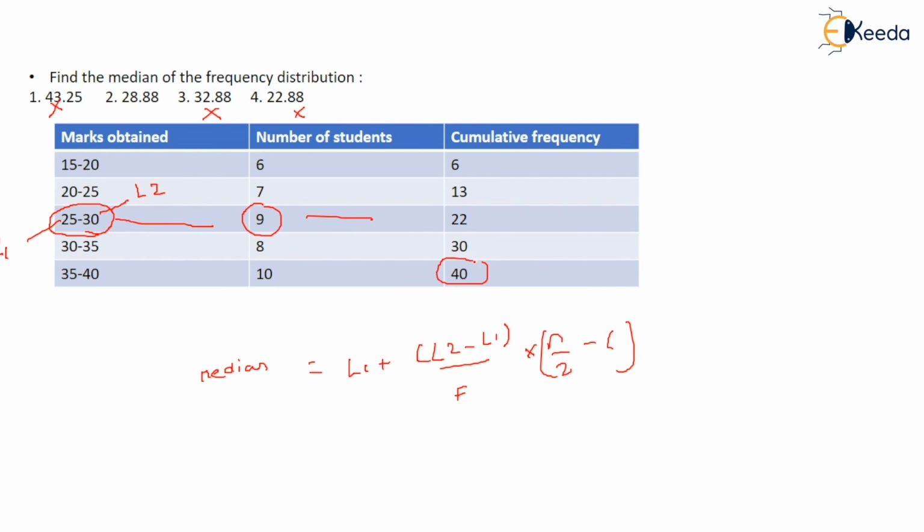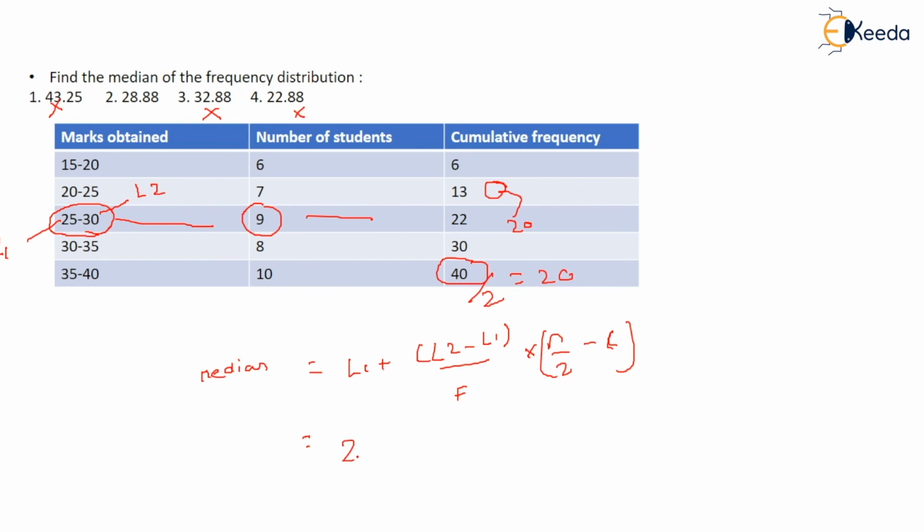So cumulative is 40. So 40 by 2 comes out to be 20, right? 20 will be this value n by 2. Okay, minus C will be what? C will be a number that is smaller than this one, right? 20, smaller frequency, so 20 below cumulative frequency is what? 13, right? So 13 should be the answer of C. You have to always consider a number that is smaller one.